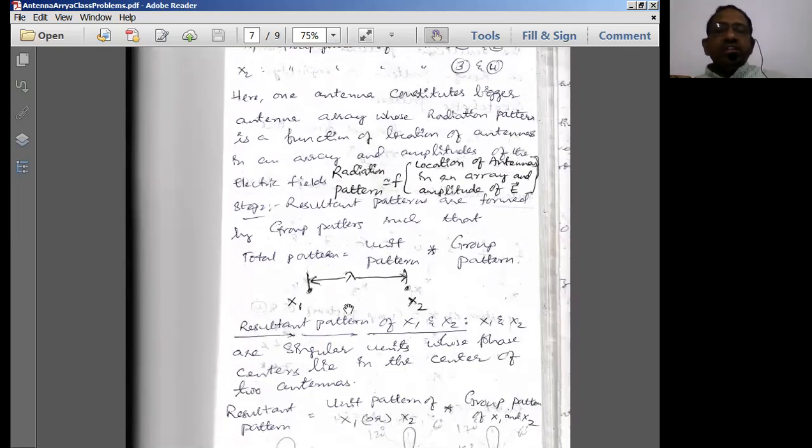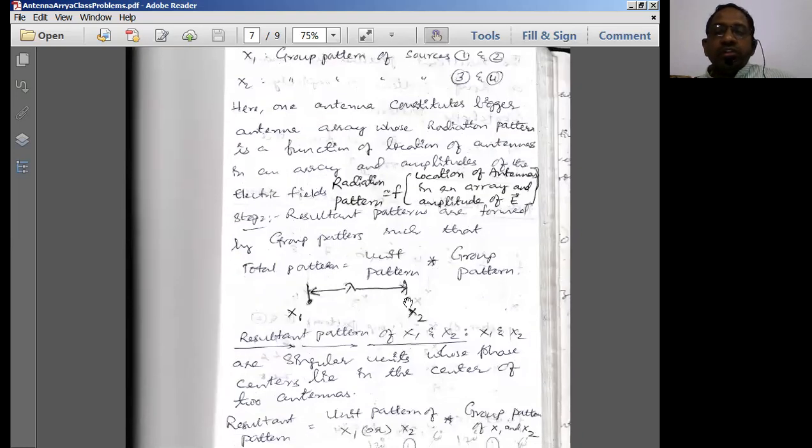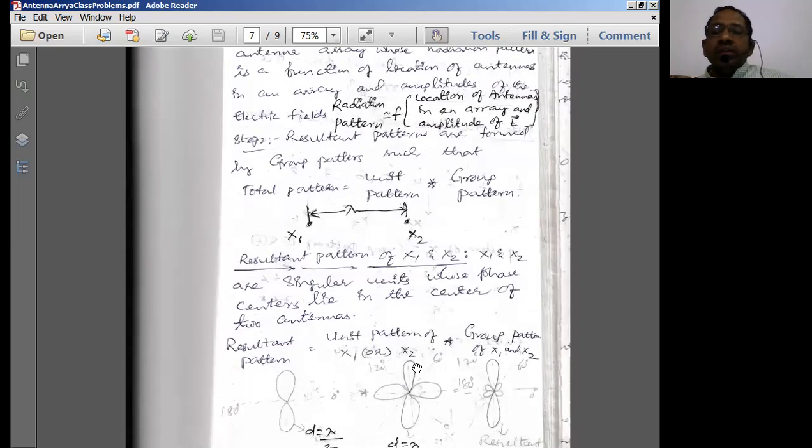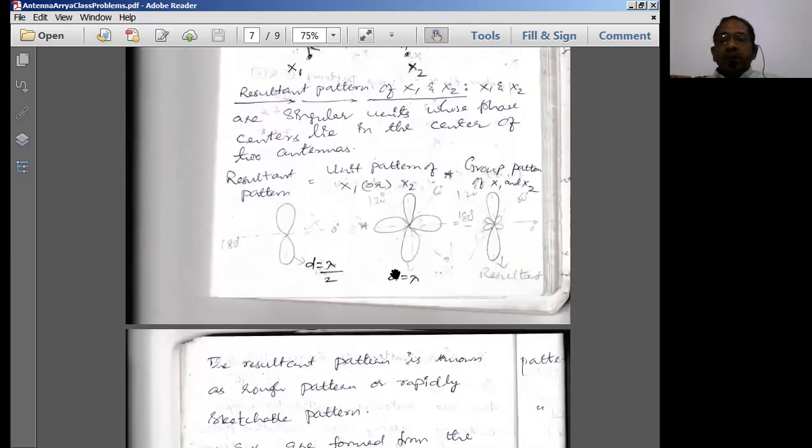That's all. So next, multiplication means what? Total pattern is equal to unit pattern multiplied by group pattern. Unit pattern means what? In this first group, we have antennas 1 and 2. Either antenna 1's or antenna 2's radiation pattern you have to use. That has to be multiplied with the group pattern. What is the group pattern? The group pattern is the X1 pattern. This is what you have to multiply to get the effective pattern. Now, all these antennas are identical antennas. Only then can we find this kind of radiation pattern.